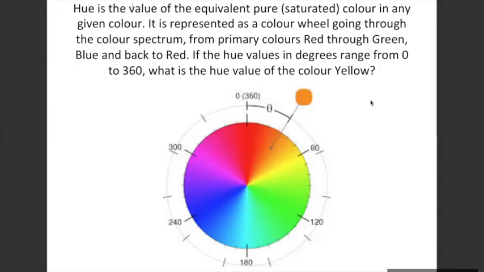Any questions, any doubt in this question? Anything anybody wants to say or ask? And what is the answer? 60 degrees. See, it's given yellow corresponds to 60 degrees here. Is this clear? Okay.